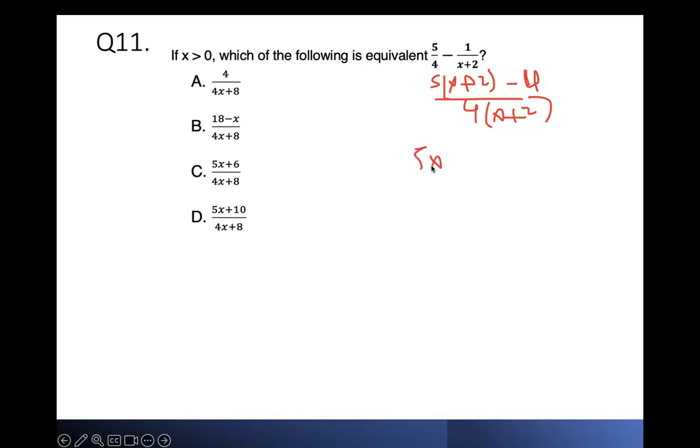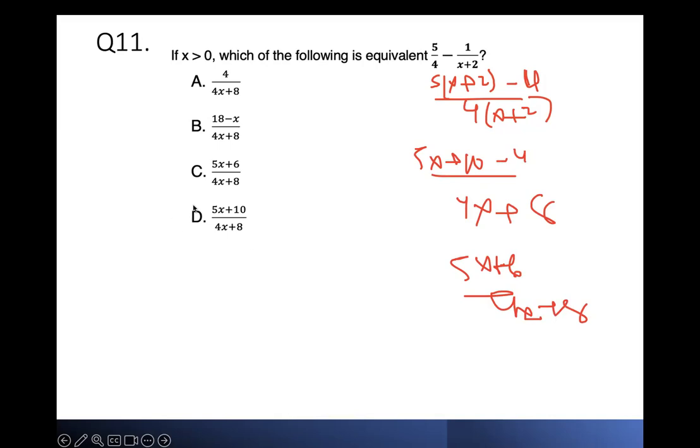So you have 5x plus 10 minus 4 over 4x plus 8. If you simplify, you get 5x plus 6 over 4x plus 8. And this is the right answer, C.